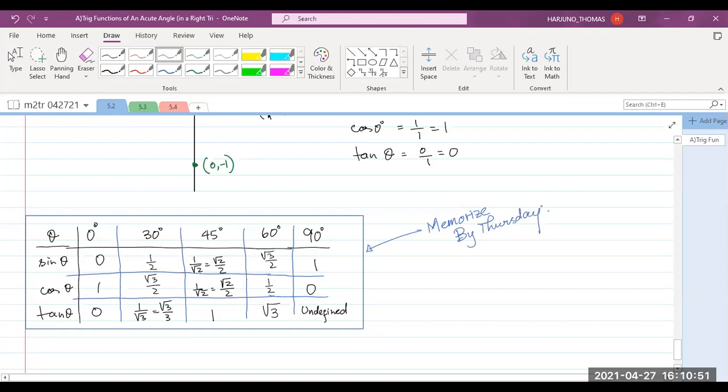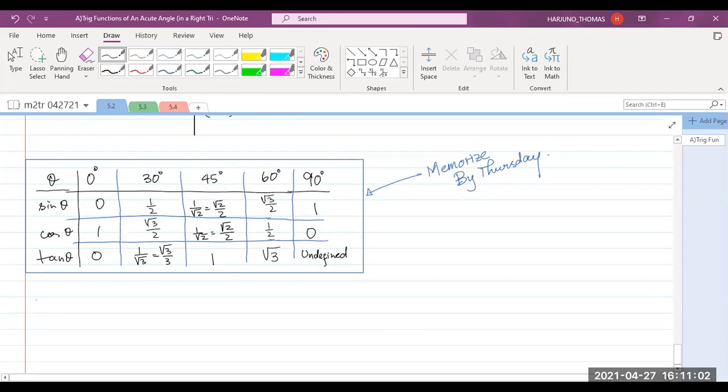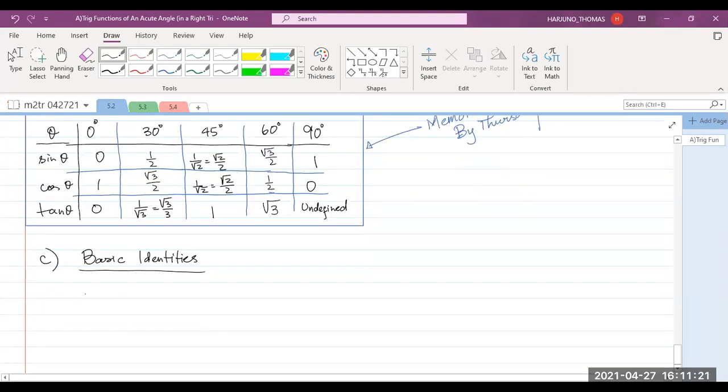Okay. Memorized by Thursday. Now, the rest of this section are on the easy side. First one, part C, basic identities that I need you to memorize. Now, basic identities, I make it in groups. And I need you to memorize them in groups. In fact, if possible, in this order.